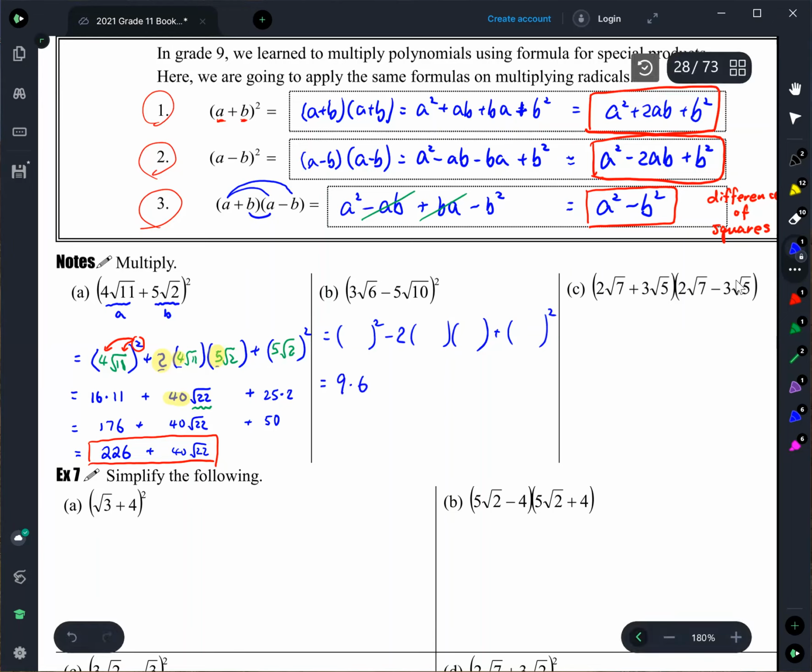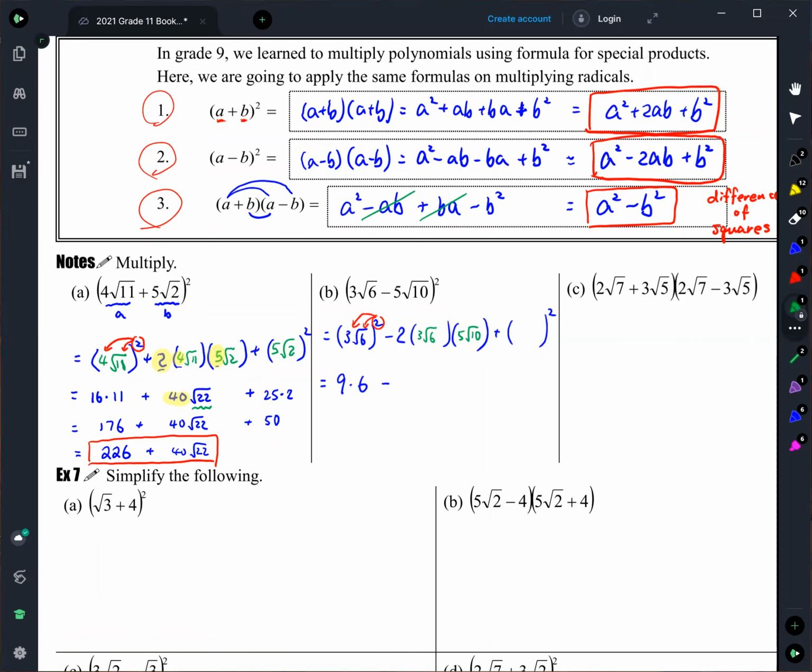Okay. So maybe it's a little bit too soon to skip. We'll write it out first anyway. So you square the 3, square the root 6. Let's give it another try. Now for the middle term, 2 times a times b. A is this. B is this, right? A times B times 2.